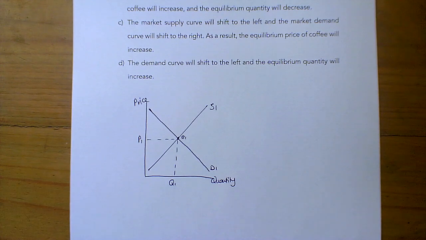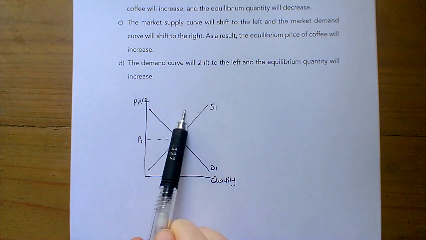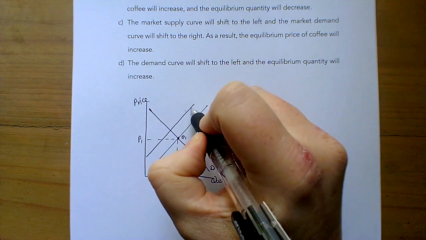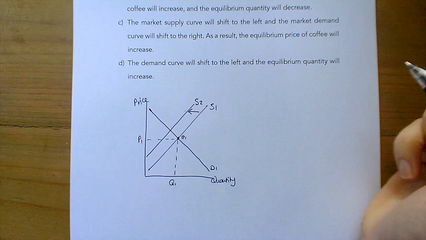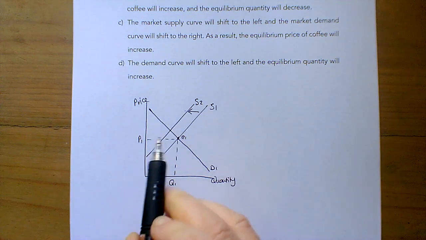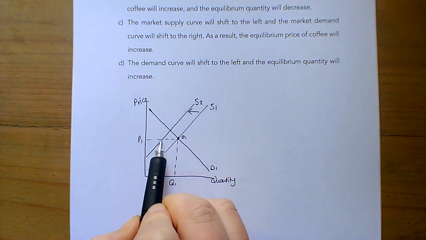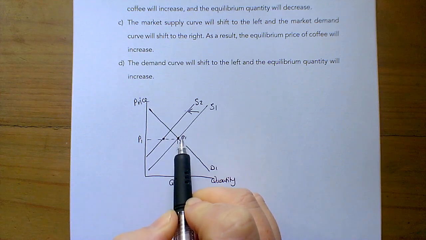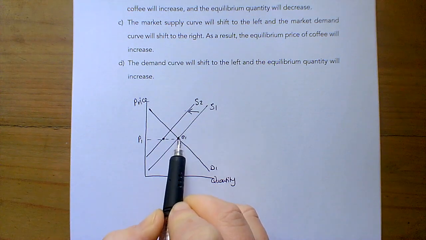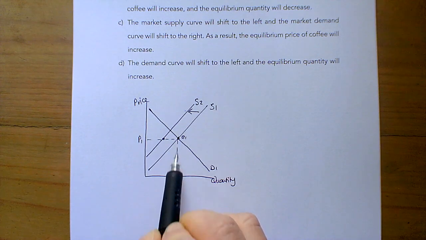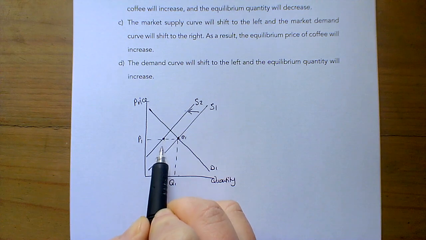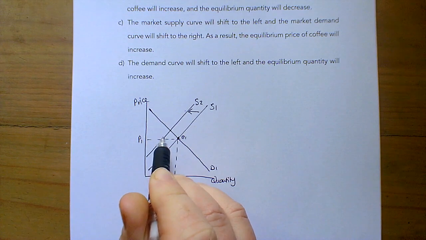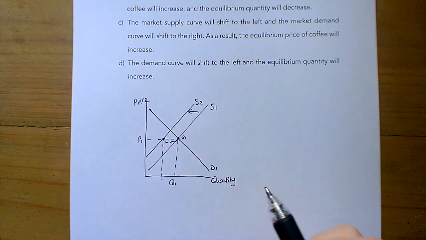So if coffee crops are damaged, it's going to decrease supply to the market. And so the supply curve is going to shift to the left. What that means is that if coffee producers continue to charge price 1, there are going to be so many people who would like to purchase coffee at that price, but coffee producers are only able to supply this much at that price. And so there would be a shortage.